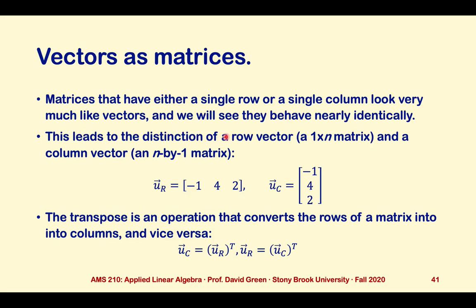Now, because of how the rules of matrix multiplication work, and how matrices have to be exactly the right size to work with, when we're thinking of vectors as matrices, we need to make a bit of a distinction between a row vector, where we orient things as a row, and a column vector, where we orient things as a column. Right?